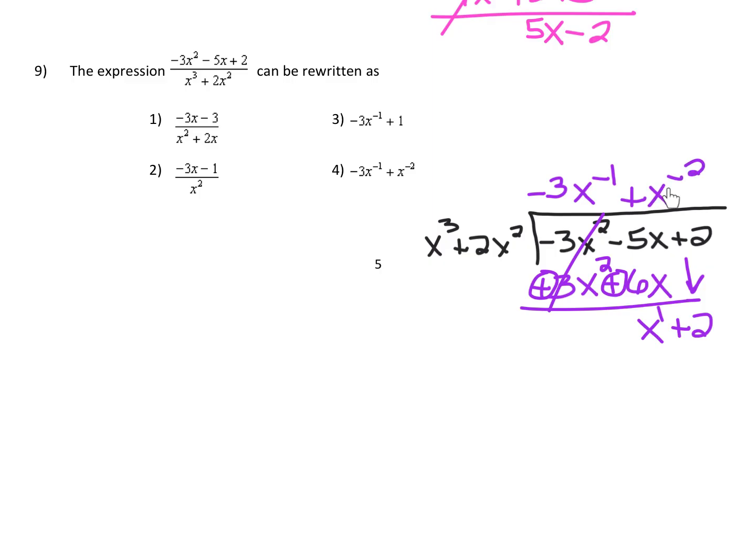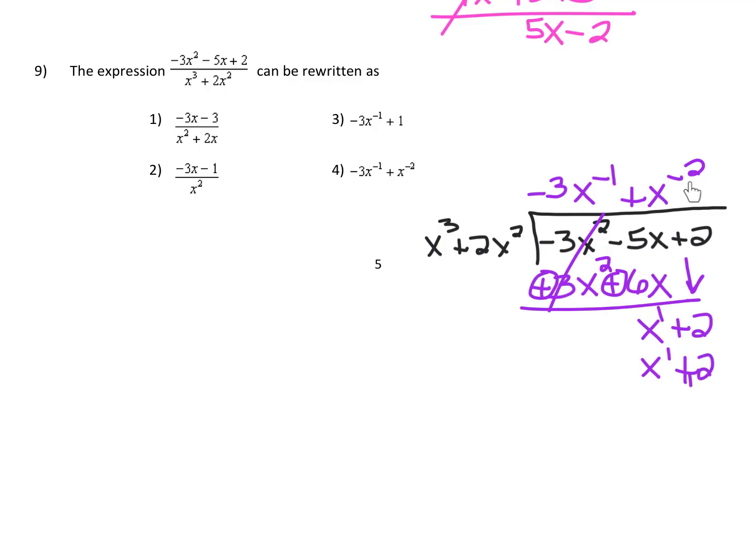Okay, so when we distribute x to the negative 2 times x to the third, well, if you add these exponents, negative 2 plus 3 is 1, so it gives us x to the first, which is what that says there. And then x to the negative 2 times 2x to the positive 2. Well, let's think about it. The 1 that's in front of here, 1 times 2 is 2. So I'm going to put plus 2. Oops, sorry. And then x to the negative 2 times x to the positive 2.